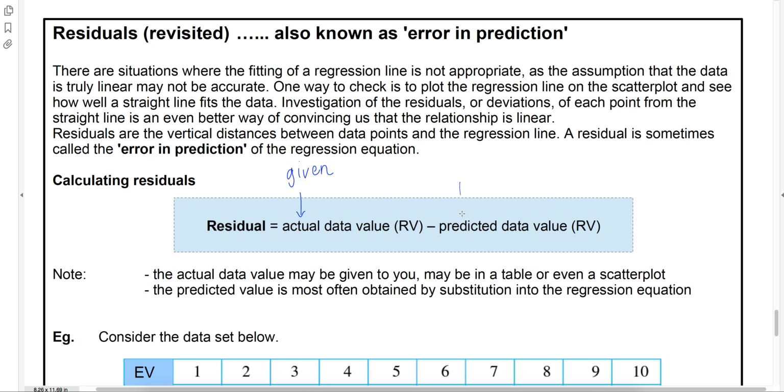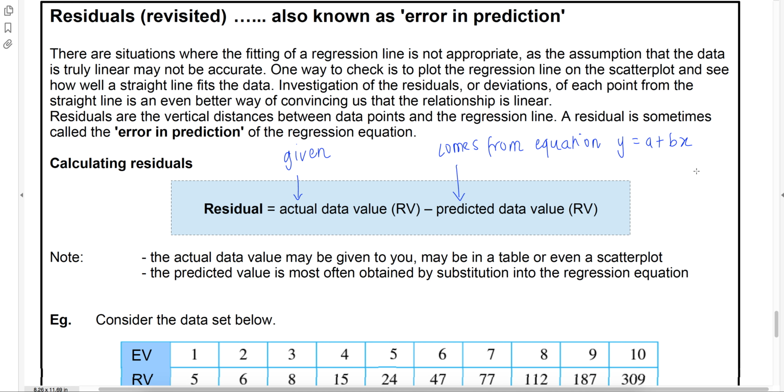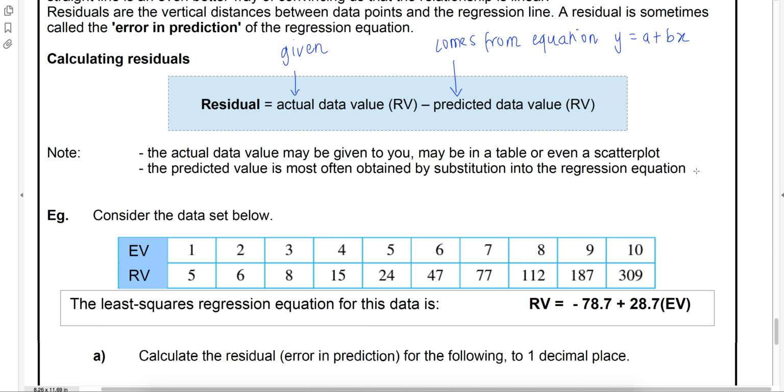The predicted one, however, comes from the regression line. So it comes from your equation y equals a plus bx, or whatever your least squares regression line is. So you actually need to find that first. You find that by substituting into your rule. I'm going to do that with this one down here.